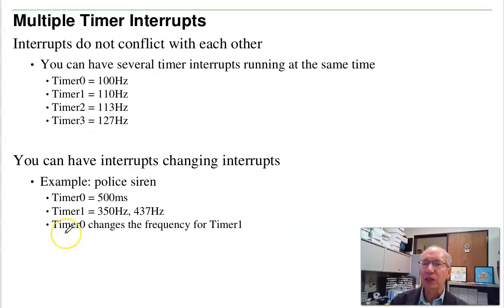Multiple timer interrupts do not conflict with each other. What that means is I could have 4 interrupts running at the same time, all running at a different frequency, not a problem. I can also have interrupts changing interrupts.